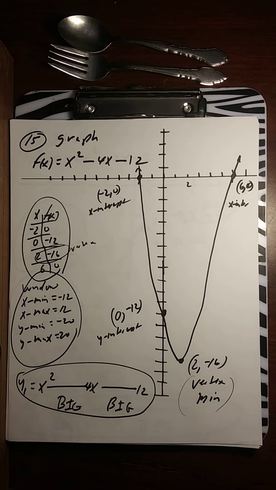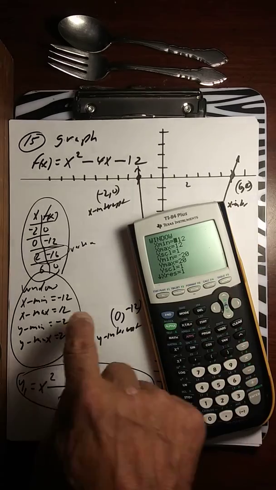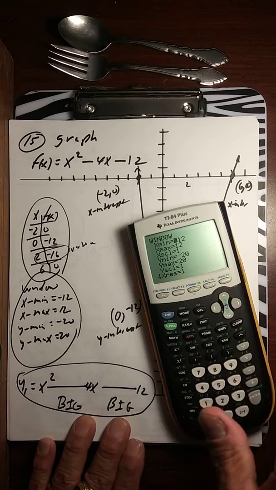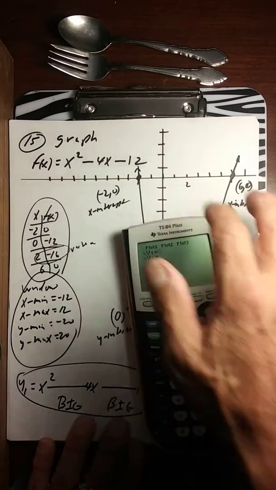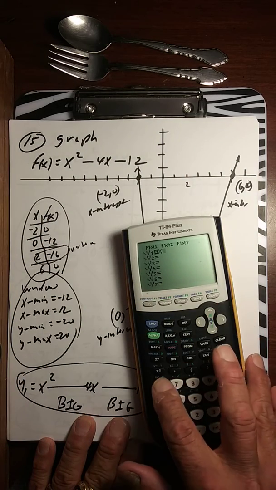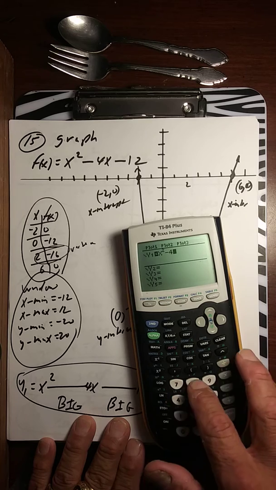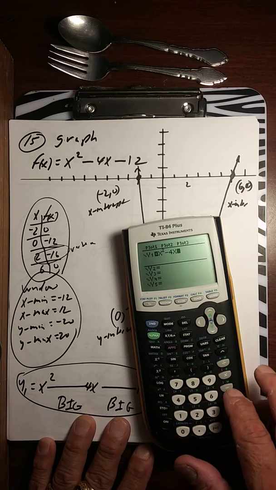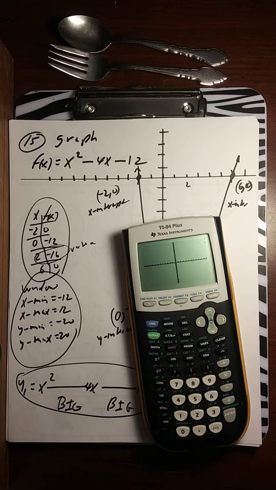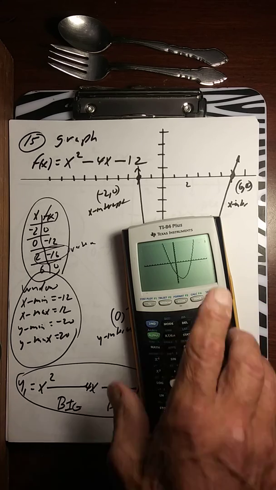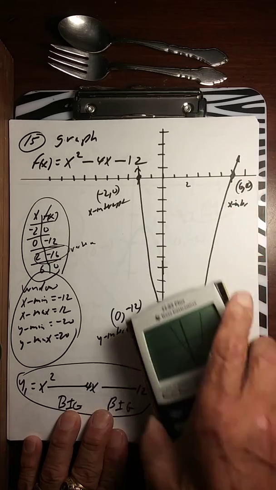Another graph. That's fine. Let's go ahead and get our machine again. So windows, negative 12, 12, negative 20, 20. Good. So now let's go y. x squared minus 4x minus 12. Enter. Hit graph. All right, we got it. So now, it looks like this.